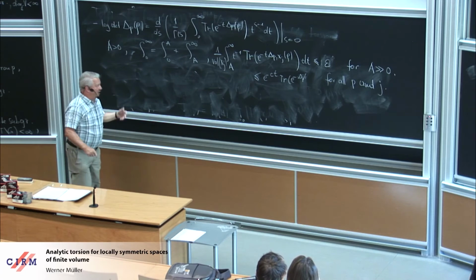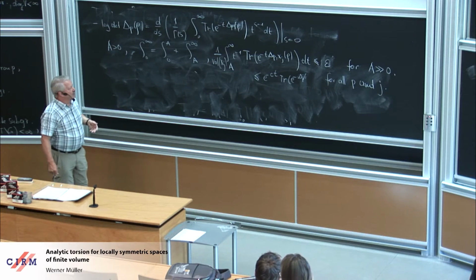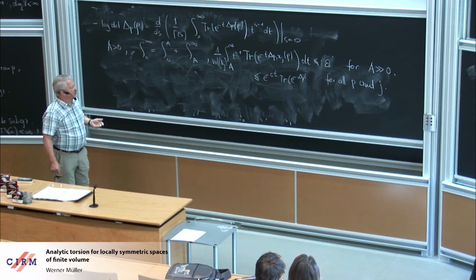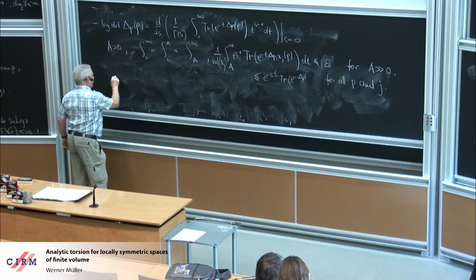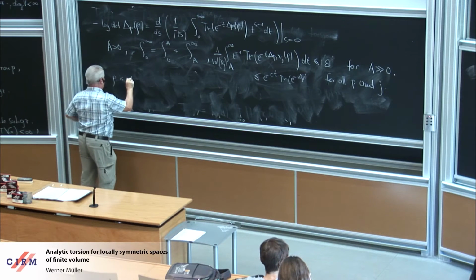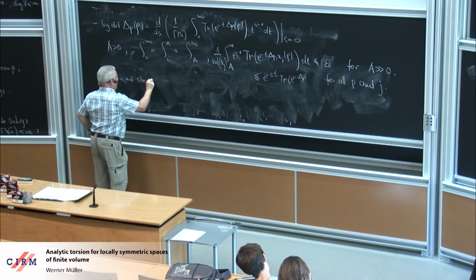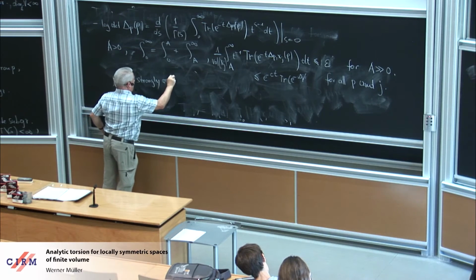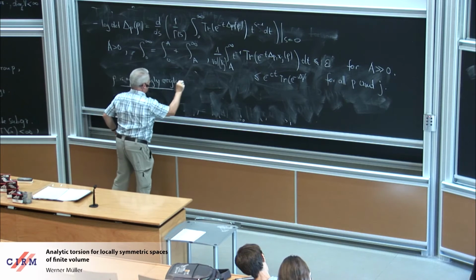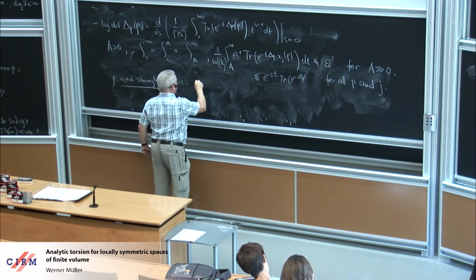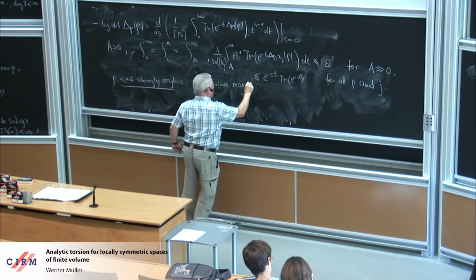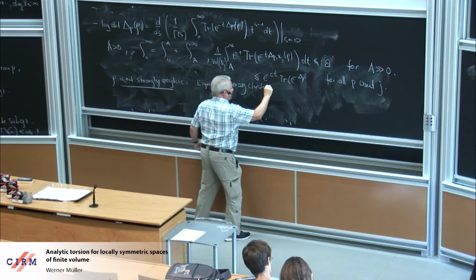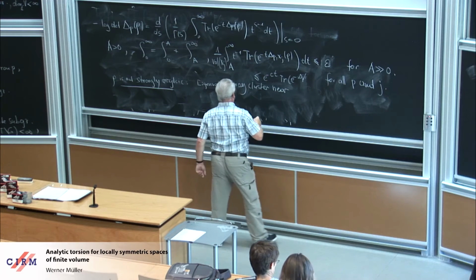And, of course, it's very interesting to see what happens if the representation is not strongly acyclic. Well, then the problem is, so the general case, so let's say rho is not strongly acyclic. Then the problem is that eigenvalues may cluster near 0. And, well, in fact, you can prove that they will cluster.